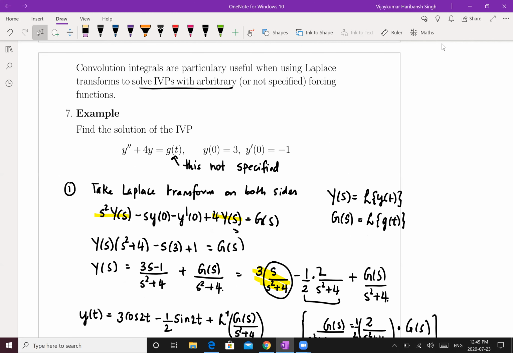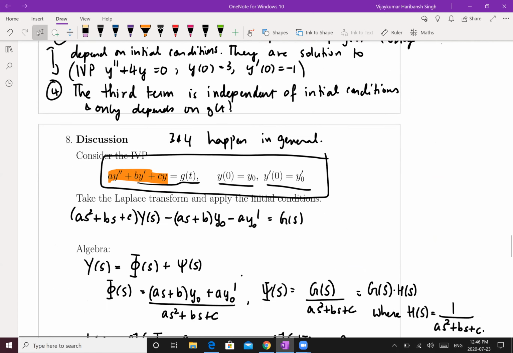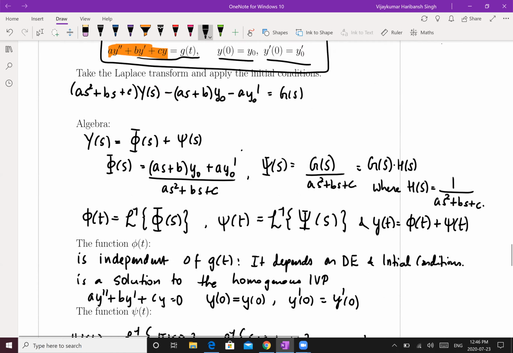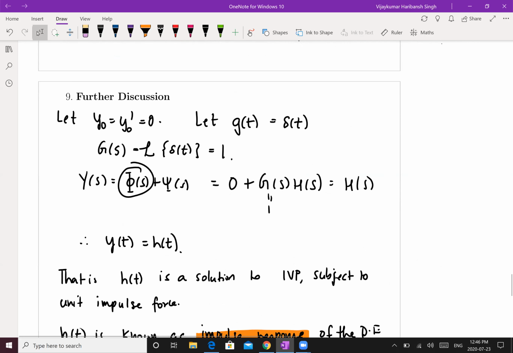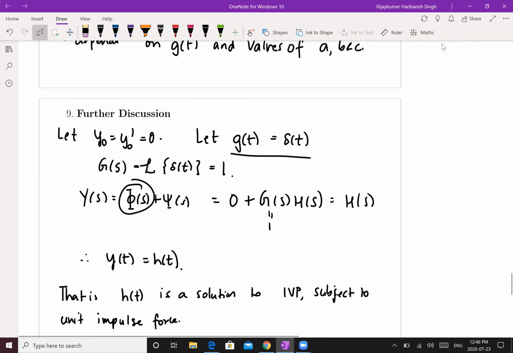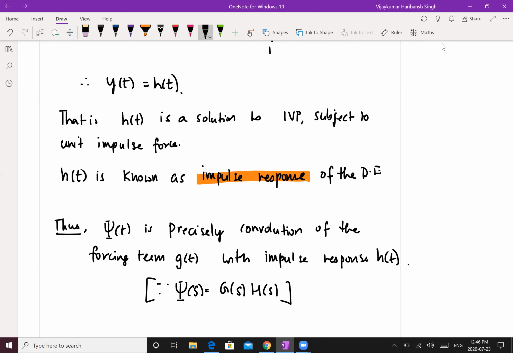Then we tried to use this to solve a general IVP where the forcing function is arbitrary. We got the solution in two parts as a sum. One part depends on the IVP, and the other part depends purely on the forcing function. Then we discussed the special case when g of t is the Dirac delta of t, and we saw that in that case we have a unit impulse forcing function, and the solution is called the impulse response. And so that's about it.